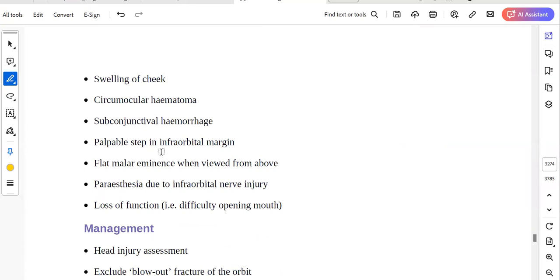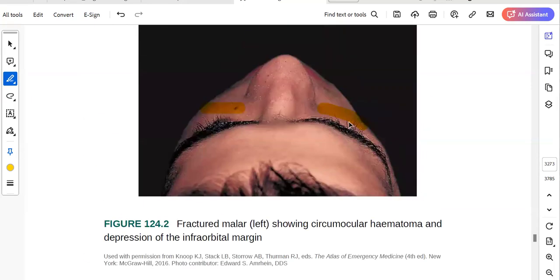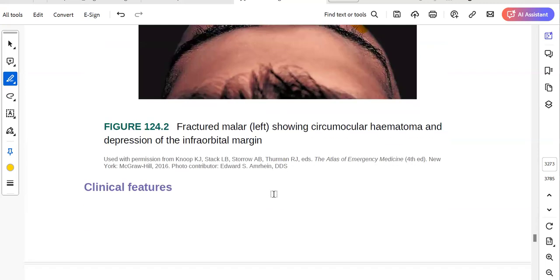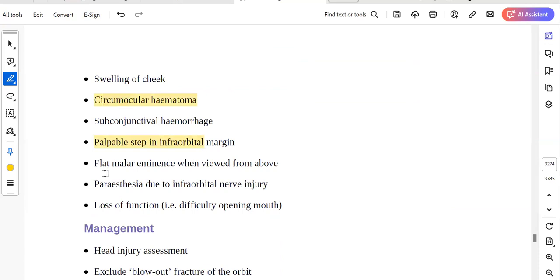So the patient can come to you with a swollen face or cheek. They can also get circumocular hematoma. Sometimes they can have a hematoma around their eyes, subconjunctival hemorrhage. You can even get a palpable step deformity in the infraorbital margin. So this is the infraorbital margin, right? Sometimes if it is a bad fracture, you can even feel the fracture. Flat malar eminence, paresthesia due to infraorbital nerve injury.